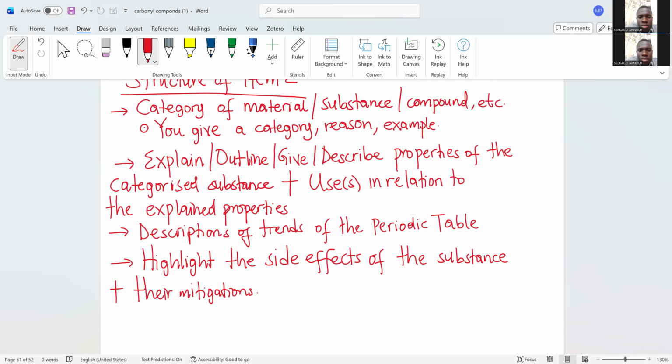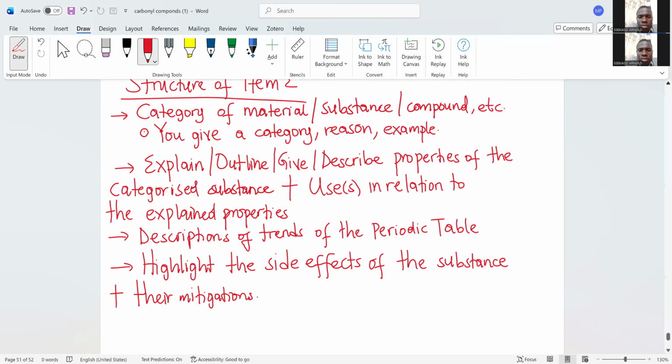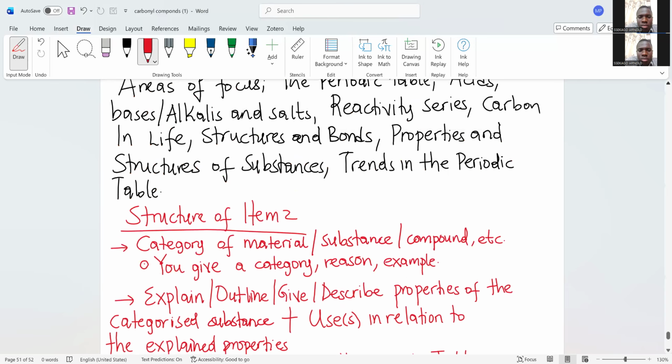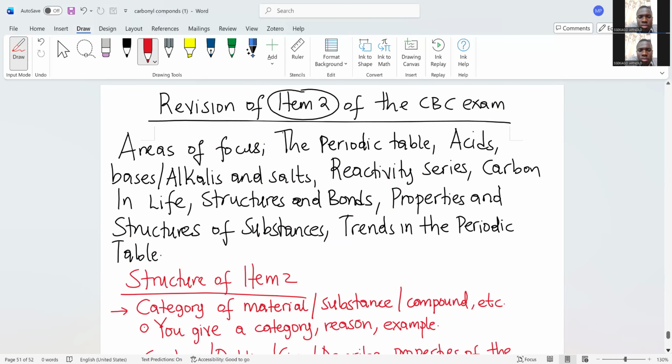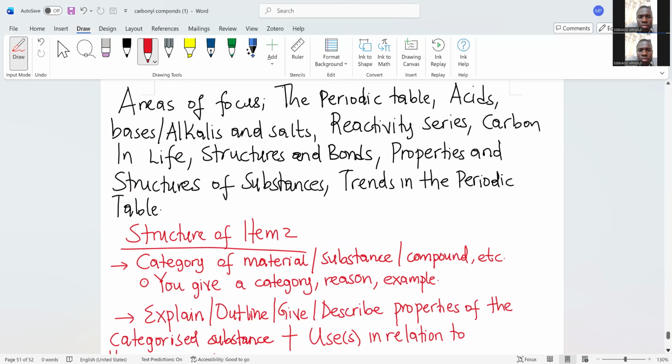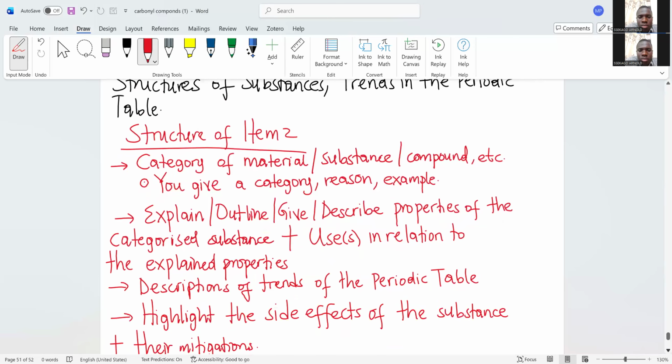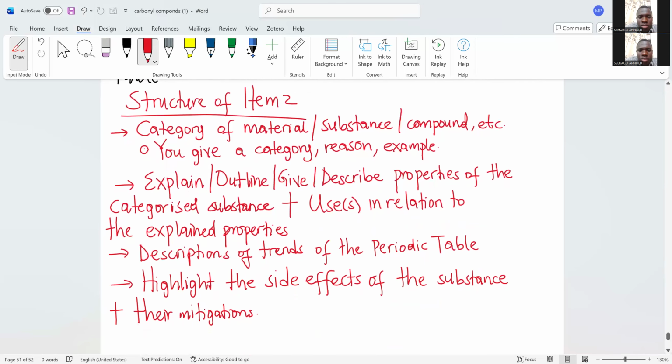So this is how an item under this mentioned sample space above can be structured. I think I've told you that this structure helps you to have a clear picture of what you are reading.